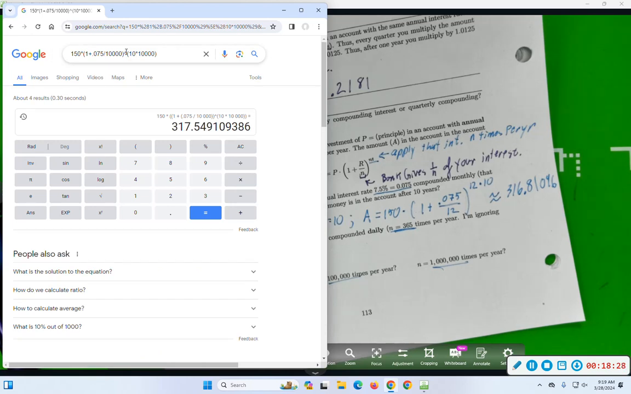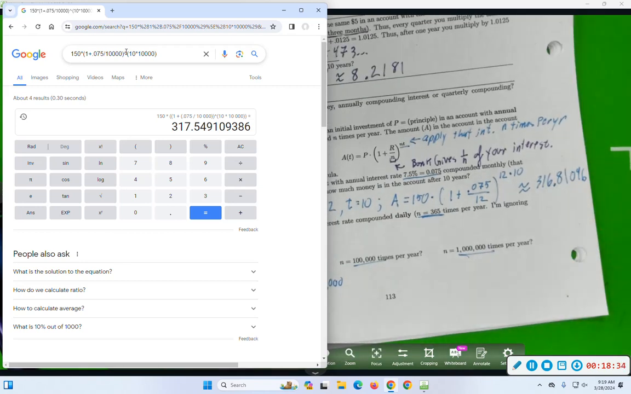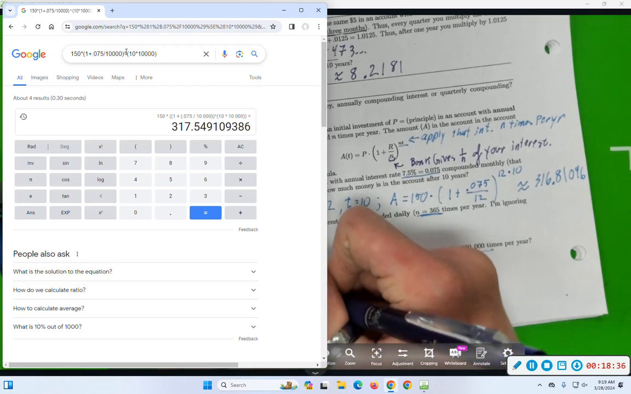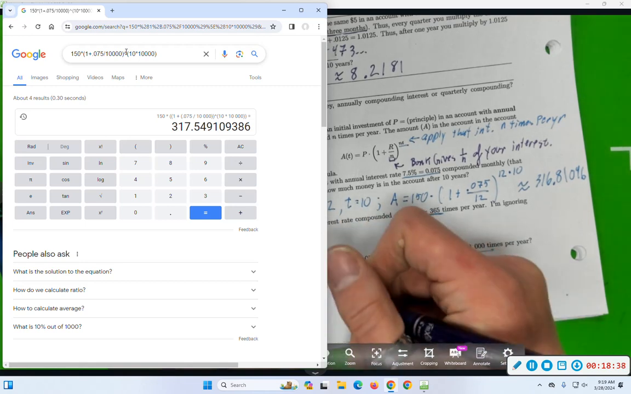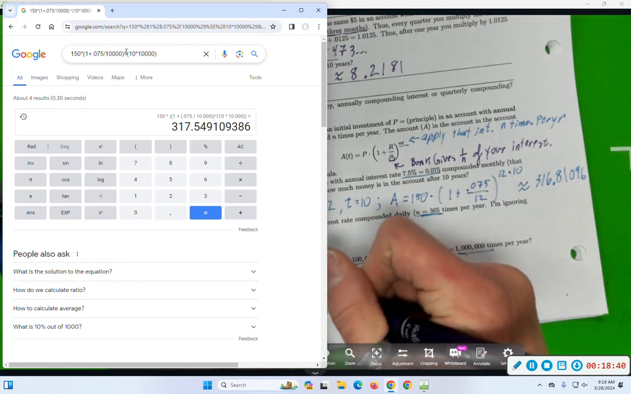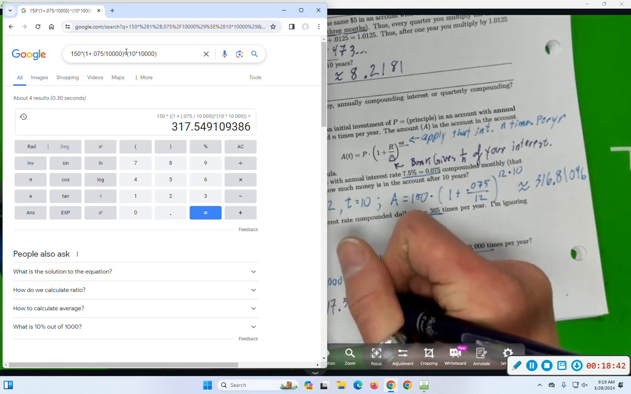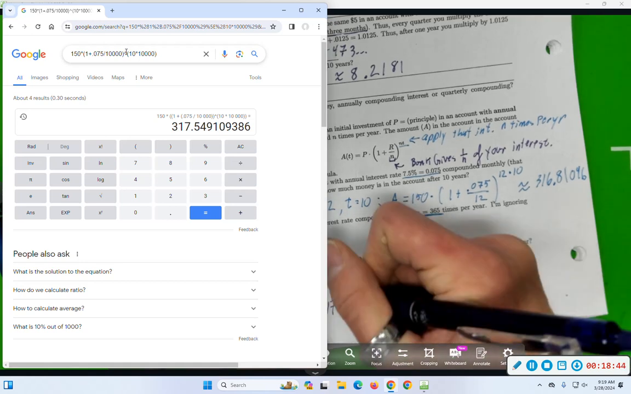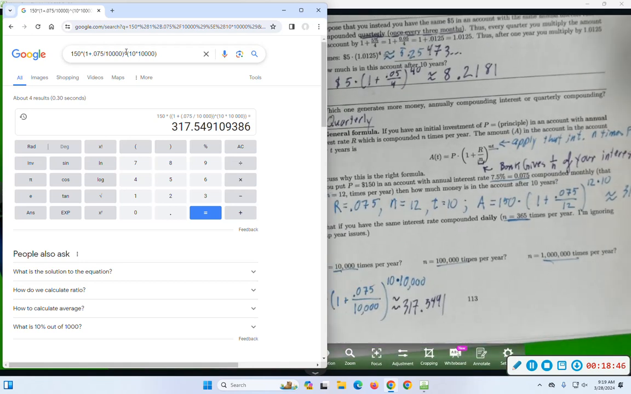Does that now agree with what people got who did it on their own? So, if we go from compounding it 12 times per year to 100,000 times per year, we do a little better. 317.5491. And let's hear everyone else's.